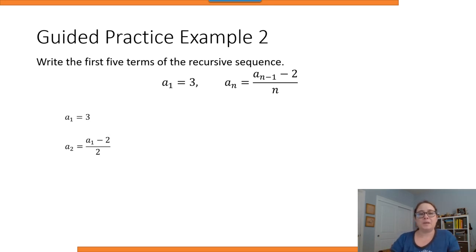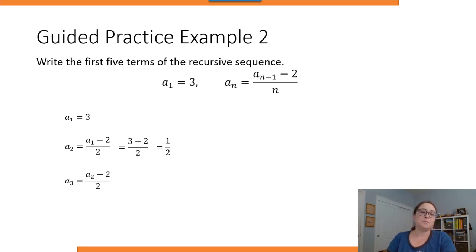So a2 would be a sub n minus 1. So 2 minus 1 is 1. So a2 equals a1 minus 2 over 2. And well, a1 was 3. So 3 minus 2 over 2 would give me 1/2. And now I'm going to use that 1/2 to find the next term of the sequence.